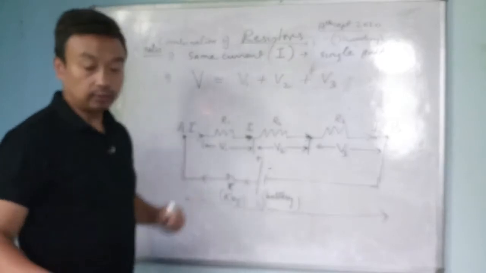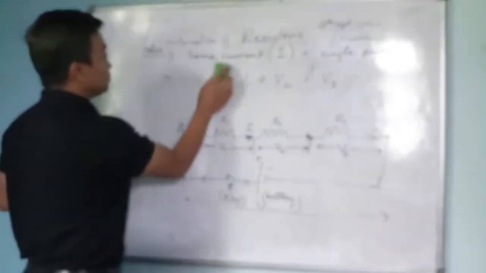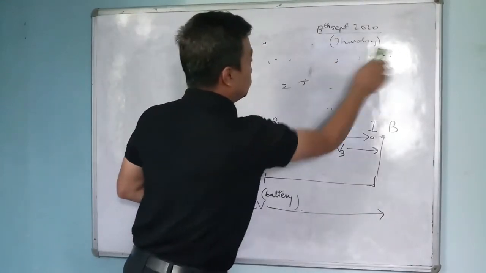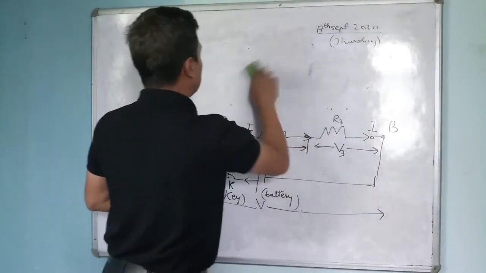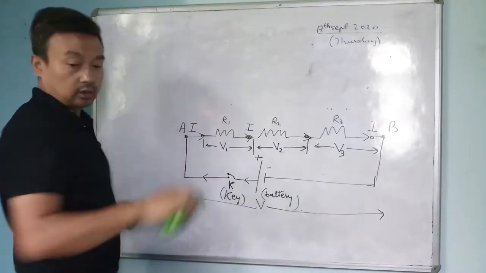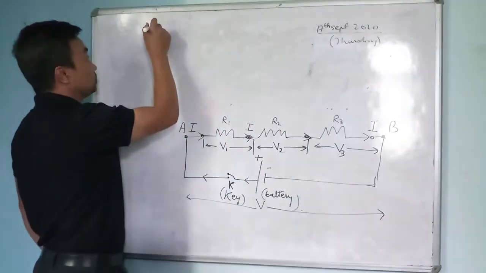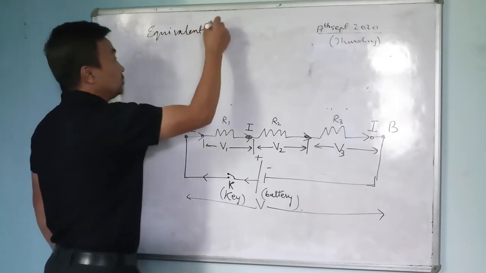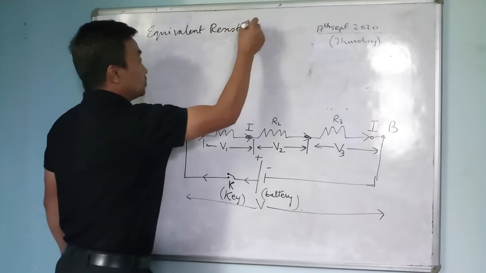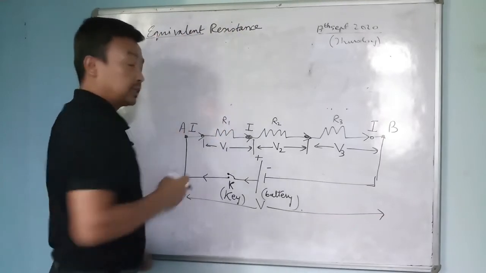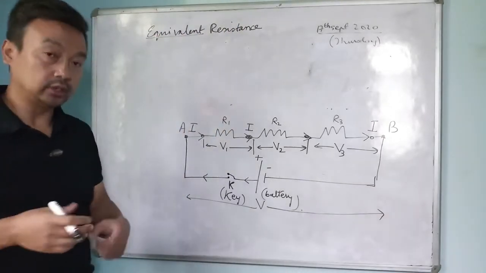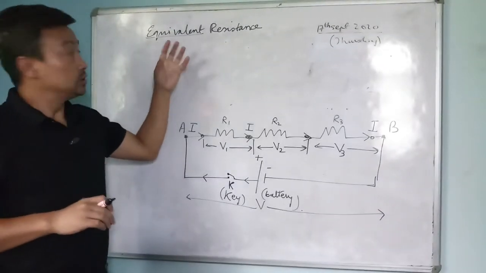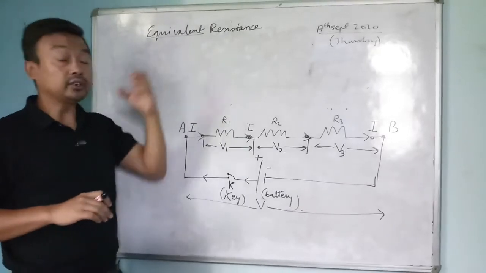Okay, so now from this we are going to find the equivalent resistance. That is the most important topic here. Equivalent resistance in the series combination. Equivalent resistance can also be taken as the total resistance, or the effective resistance.